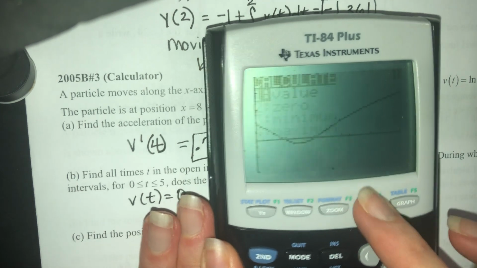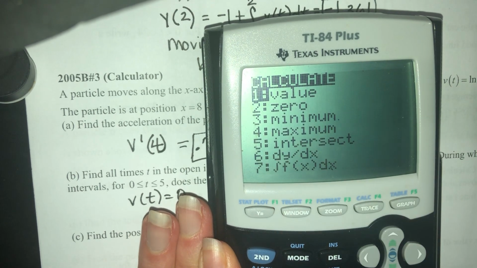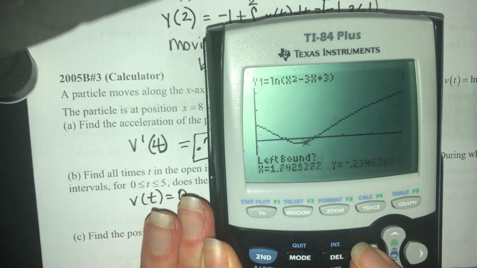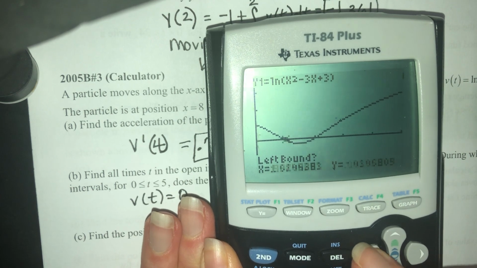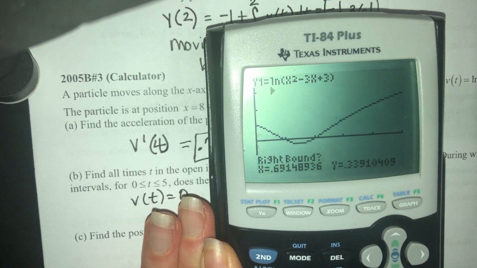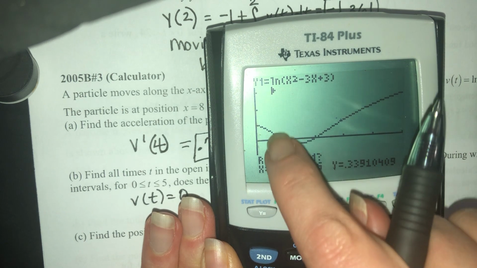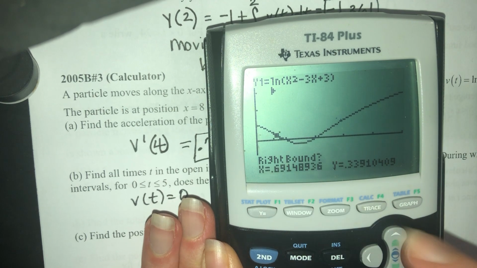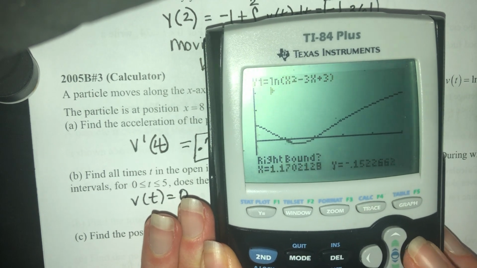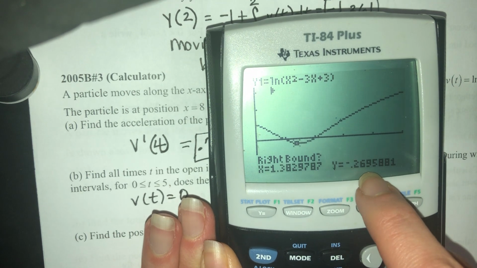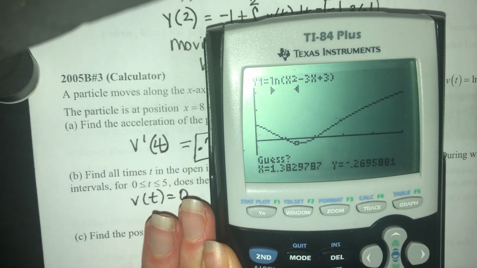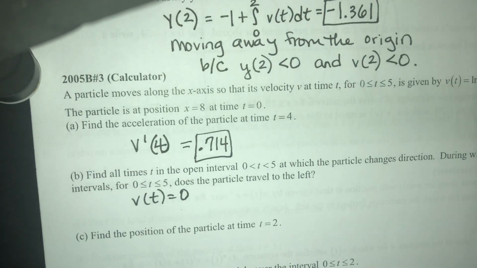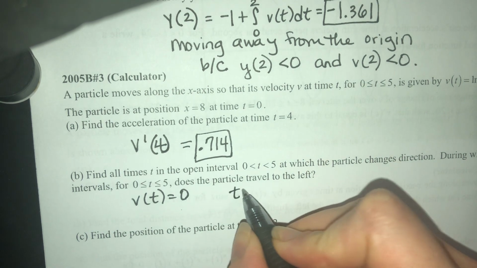So we're going to hit second trace, find the 0, which is number 2, left bound. So we're going to arrow over here to the left side of the first 0. And there it is, press enter. Now it makes this little arrow up here, says I'm going to start looking right here. Well, we can't go all the way to the end because there's 2 zeros there, so we're going to arrow right bound to the right side of this 0. We know we're to the right when we see negative y values. We're going to press enter, guess, hit enter again, and it's just at 1. It looked kind of like that from the graph, but we verified it, so the time equals 1.